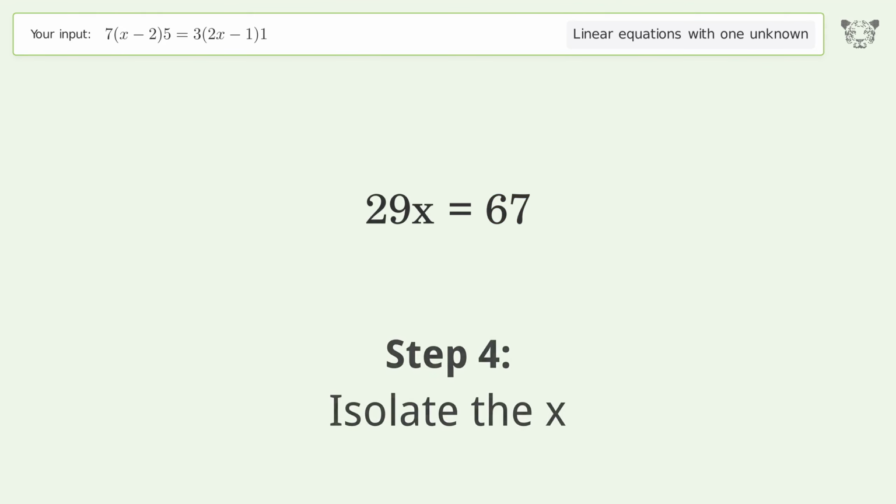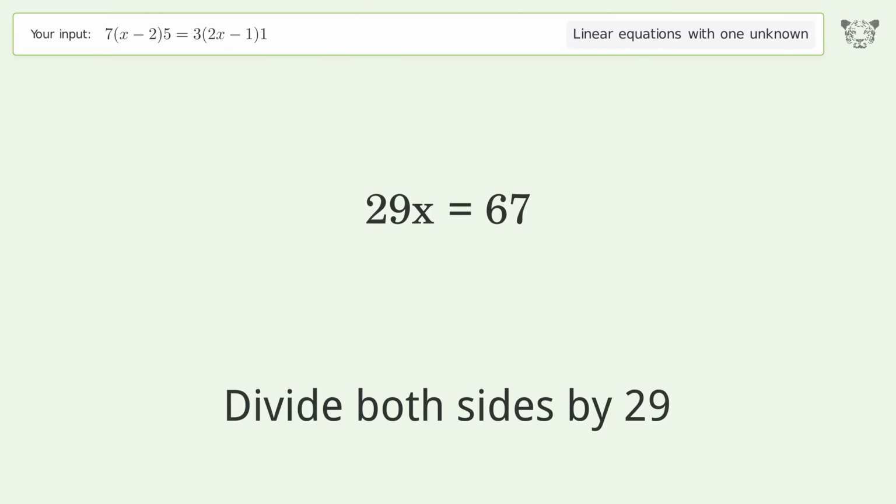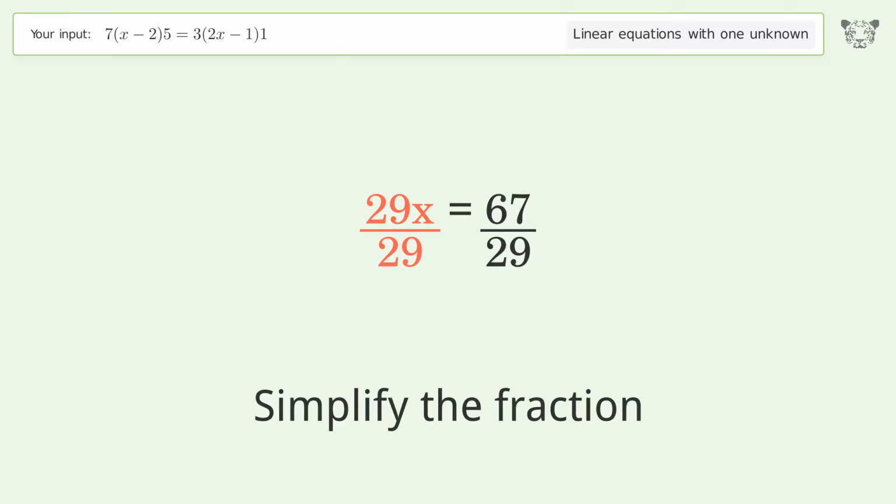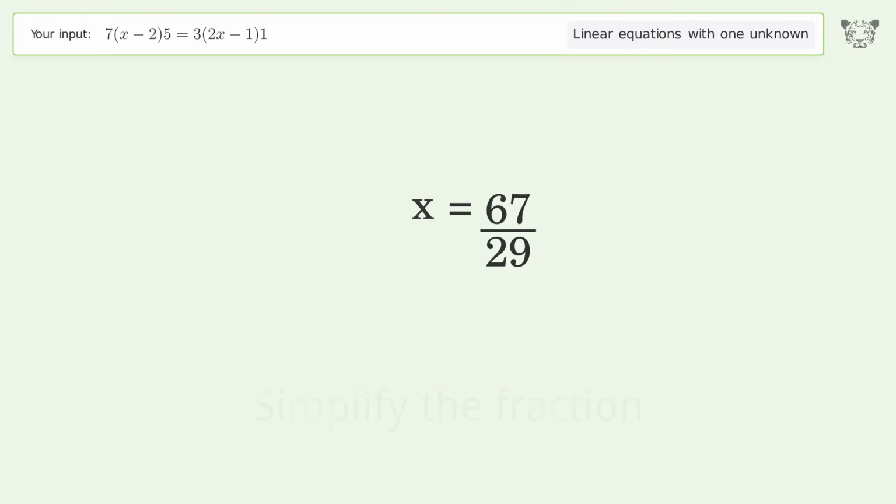Isolate the x. Divide both sides by 29. Simplify the fraction. And so the final result is x equals 67 over 29.